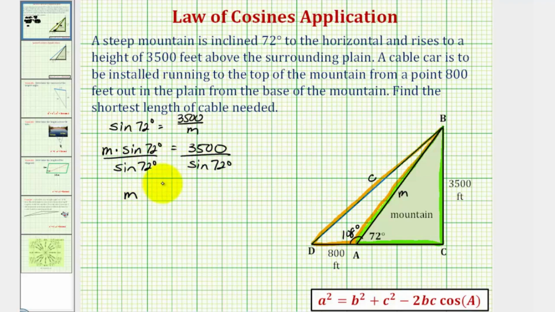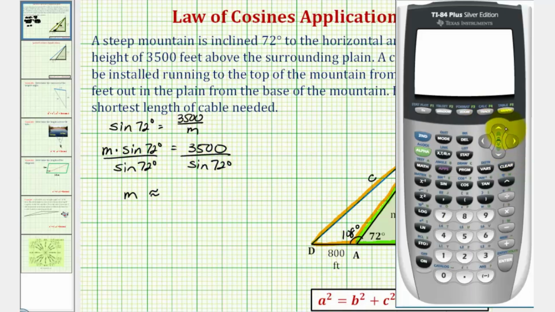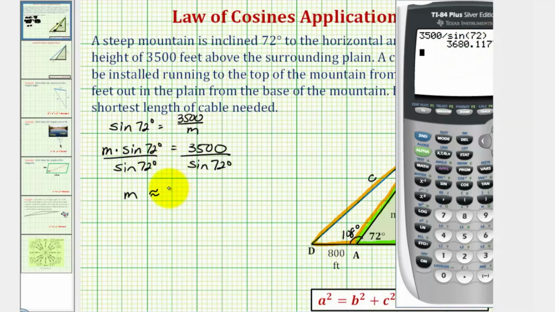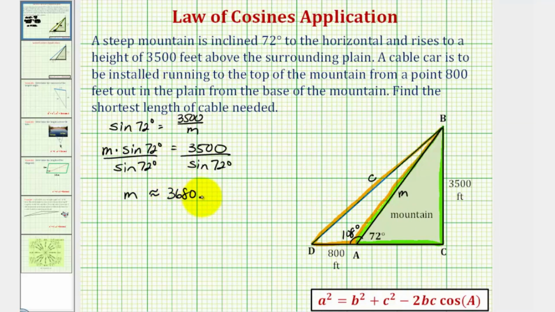And now we'll go to the calculator to determine this quotient. We should first verify that we are in degree mode, so we'll press the mode key. Notice how degree is highlighted, so we'll go back to the home screen and enter 3,500 divided by sine 72 degrees. So M is approximately 3,680.12 feet. Let's go ahead and label this in our diagram.